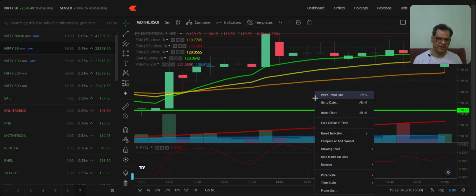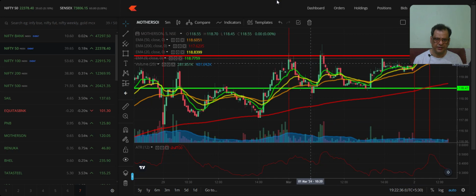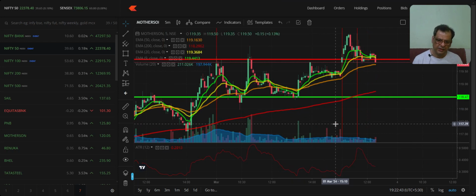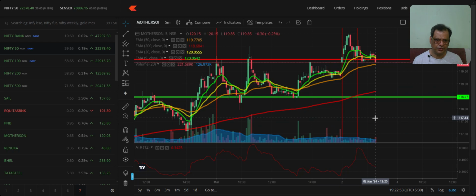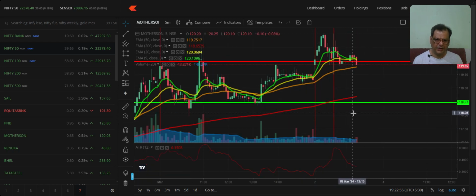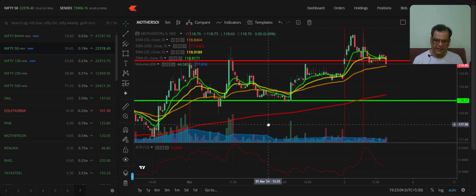So let me reset the chart. I think you guys have got a decent enough idea on how to trade intraday using pure price action. I haven't used indicators. I'm using price action and pure price action. So I'm going to be coming up with further videos on how to trade intraday using price action. But I think this is a good learning here for you guys, and hope you like the video.